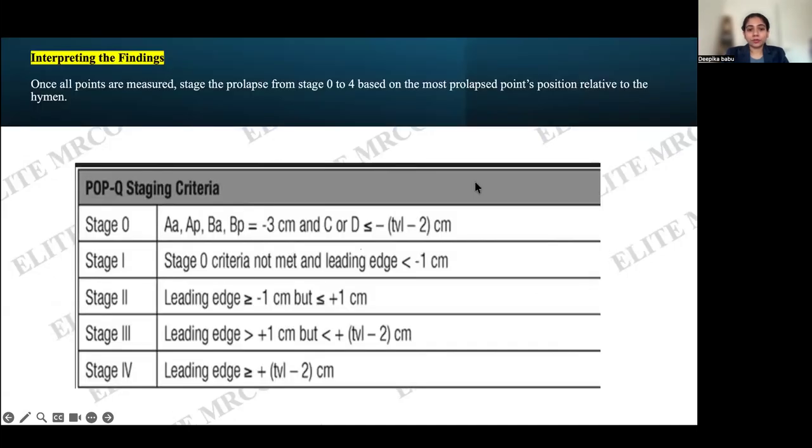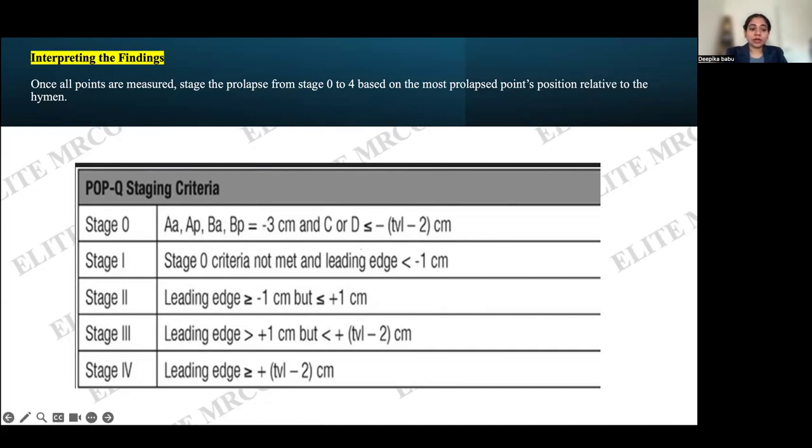Once we have all these measurements, the POPQ staging criteria. Stage 0 is where your A anterior, B posterior, or A posterior are all at the normal position, which is -3 centimeter. Stage 1 is when stage 0 criteria is not met: the leading edge has definitely come down, but it is less than -1 centimeter. Stage 2 is more than or equal to -1 centimeter, but less than or equal to +1 centimeter.